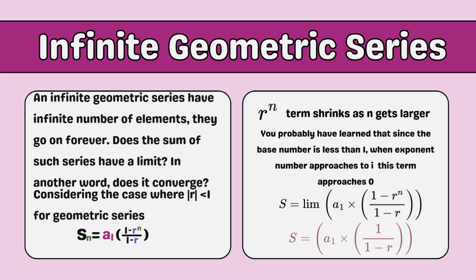Does it converge? Let's take a special case where the absolute value of ratio r is less than 1 and larger than 0. So according to the series formula, you can probably find that the term r to the nth power shrinks as n gets larger, which leads to the term approaching 0 as n is getting larger. That tells us s approaches a limit of 1 times the reciprocal of 1 minus r.